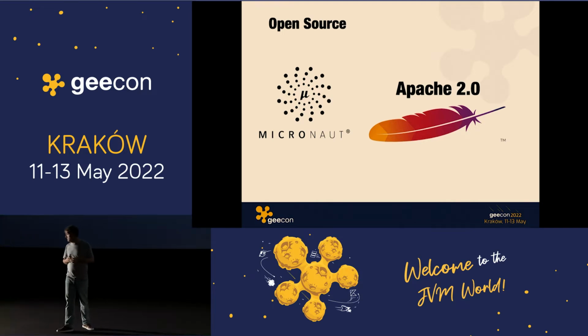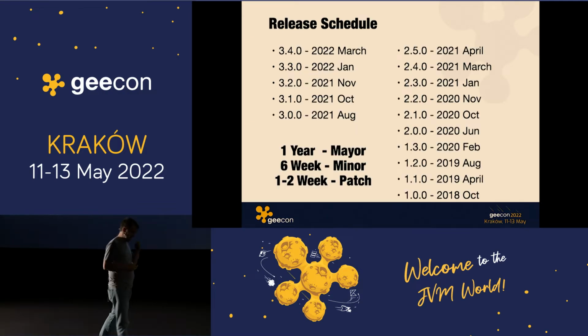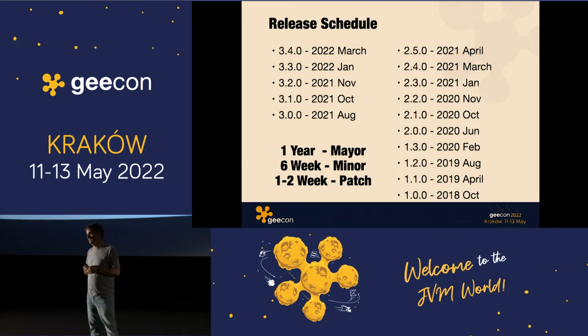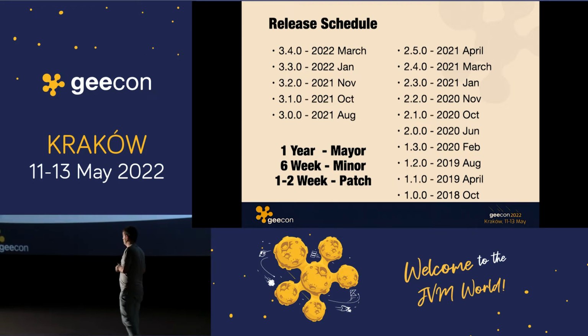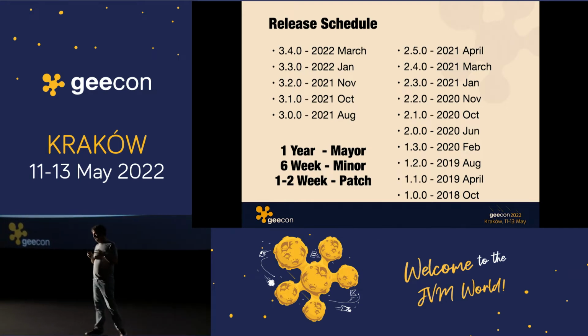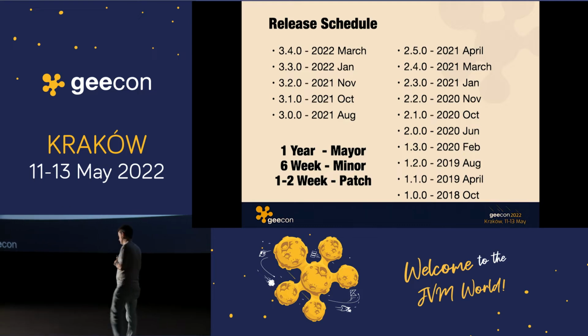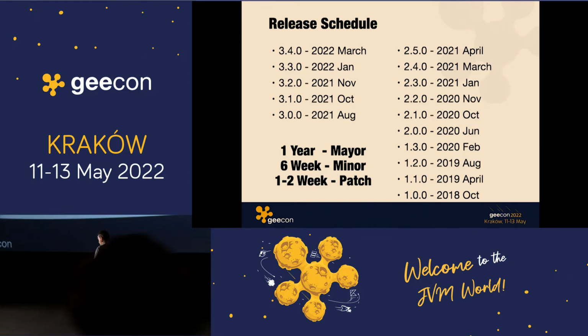So Micronaut is a JVM framework, licensed under Apache 2, so no strings attached. We follow semantic versioning. We have a major version where breaking changes are introduced almost every year, minor versions where new features are introduced more or less every 6 weeks, and patch versions every week or so. We are closely approaching Micronaut 4, which will be released by the end of this year, probably third quarter.